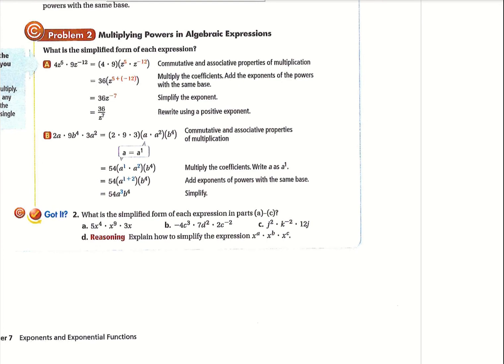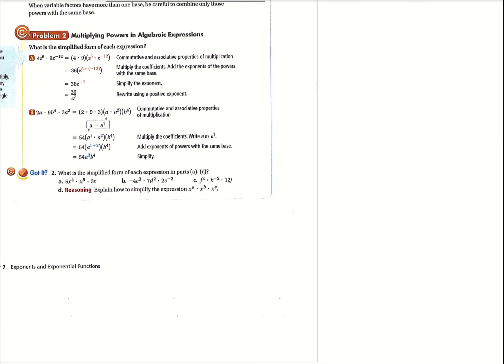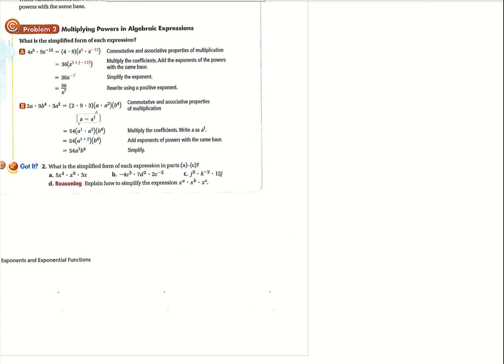Problem 2 is where it gets a little bit more interesting. This is where you've got to really focus and be careful, because this is where you can trip yourself up a little bit. If we have 4z to the 5th times 9z to the negative 12th, that's just Got It problem A here.